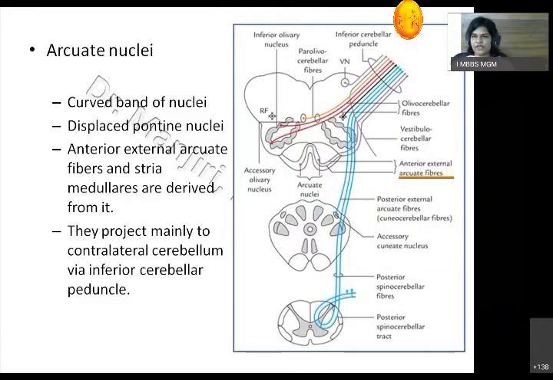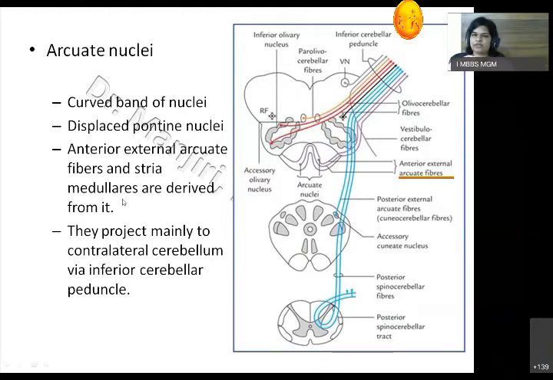Now we'll see arcuate nuclei. I told you these arcuate nuclei are present in arc shape ventral to the pyramid. These are actually displaced pontine nuclei. During development, they develop in the pons, but later they moved towards the medulla. From here, some fibers come out and go on the anterior side. From the ventral side, we are able to see these fibers and they go towards the inferior cerebellar peduncle. So these fibers are called the anterior external arcuate fibers. I hope you remember all three arcuate fibers. We'll just revise in the last. I will solve your confusion then.